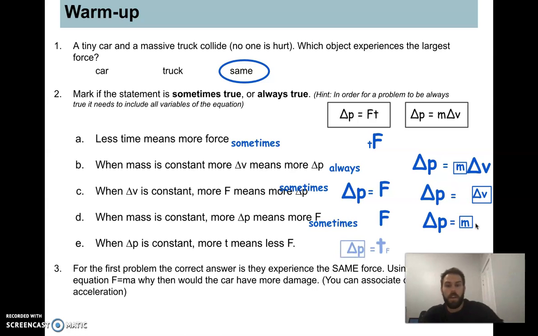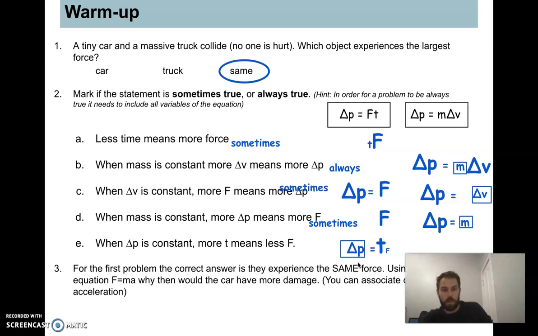For the last one, if delta P is constant, then more time means less force. Absolutely. I'm talking about every single variable in my equation, and that is accurate. You hold one side of the equation the same, one variable goes up, the other one has to change in the opposite way in order for everything to stay the same. For the first problem, the correct answer is that they experience the same force.